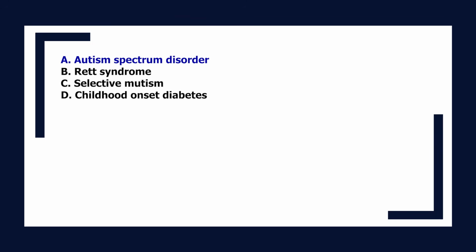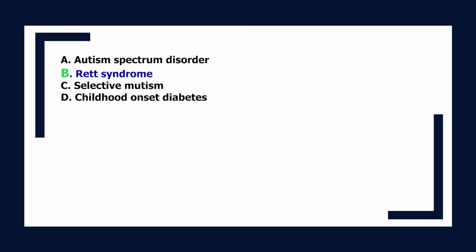A. Autism spectrum disorder. B. Rett syndrome. C. Selective mutism. D. Childhood onset diabetes. The correct answer is B.